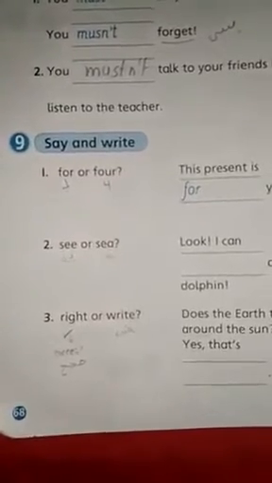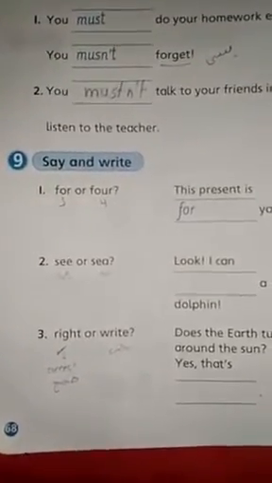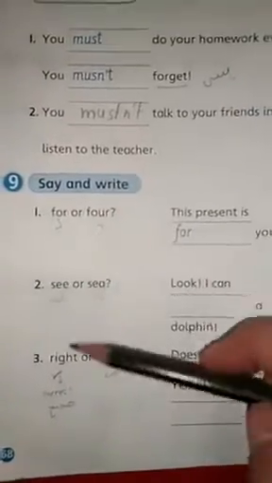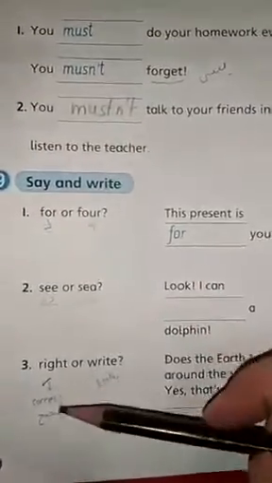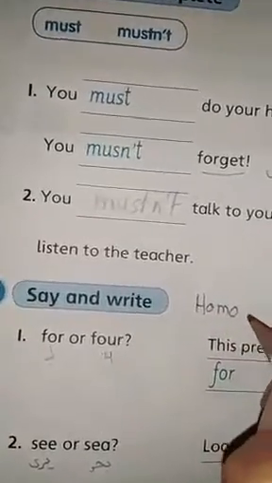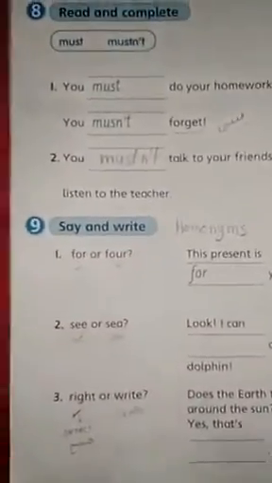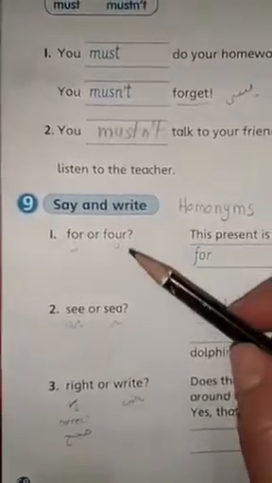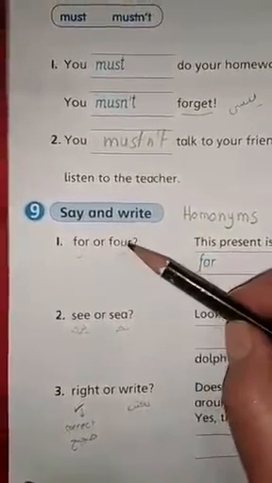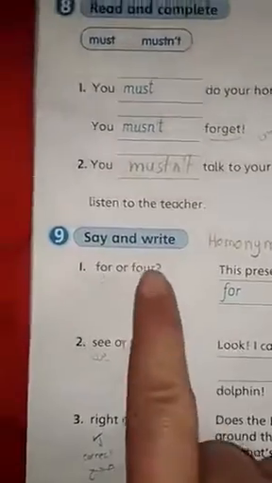Exercise number 9, page 68, activity book. Say and write. This exercise is very important. Here we have 3 pairs of words. These are examples of what we call in English homonyms. What's the meaning of homonyms? Homonyms are the words that have the same pronunciation, نفس اللفظ, but differ in the spelling and the meaning. يختلف في الكتابة والمعنى.